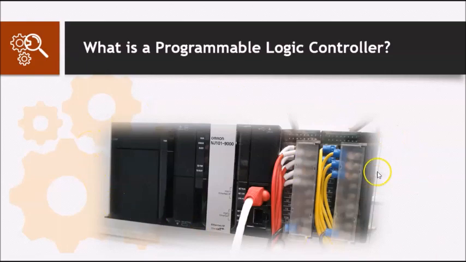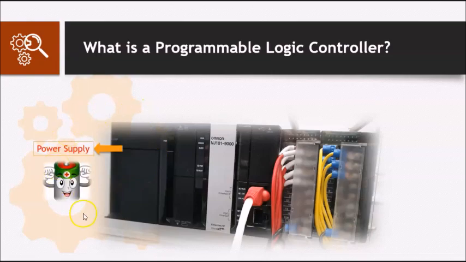So this PLC has several units or several modules, as you can see over here. Let me explain to you one by one what all these modules are about. So first, we have this power supply unit, where it will supply power to the CPU, which is the computer processing unit. This is where all the programs are being stored inside this PLC.